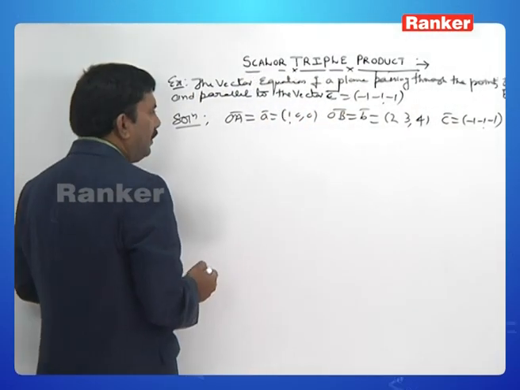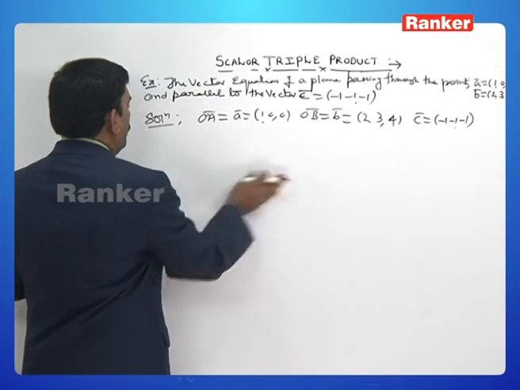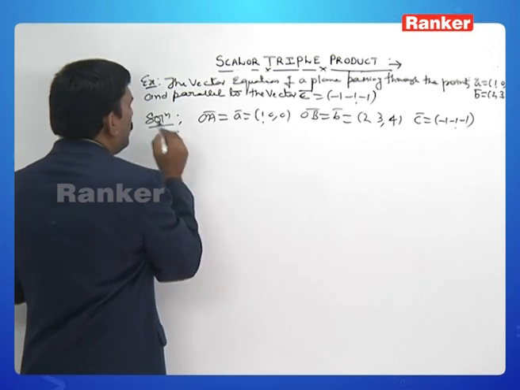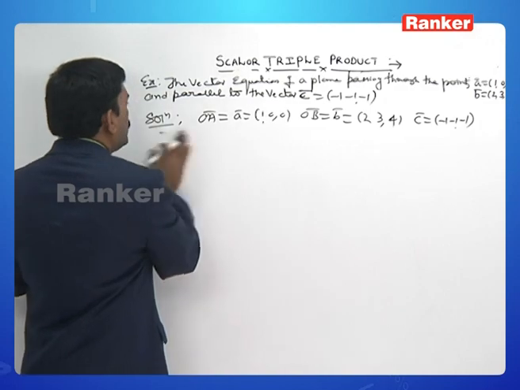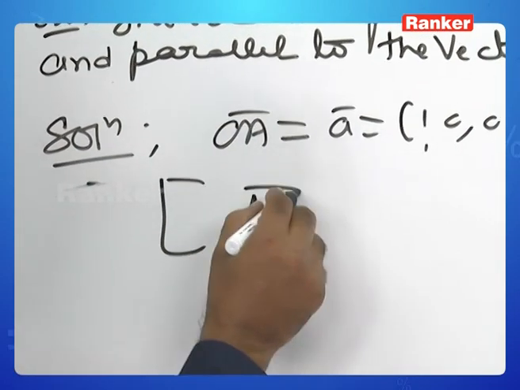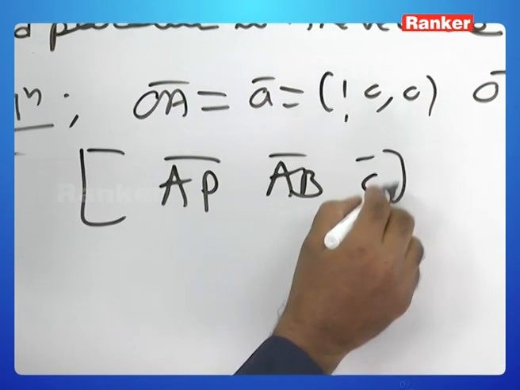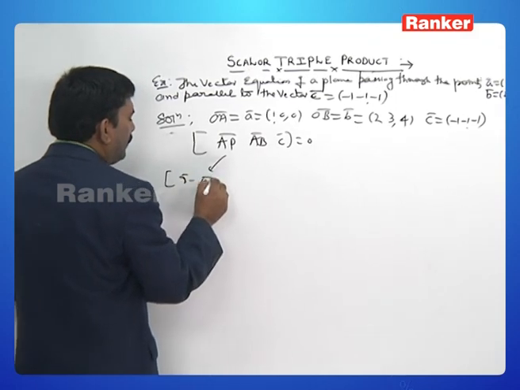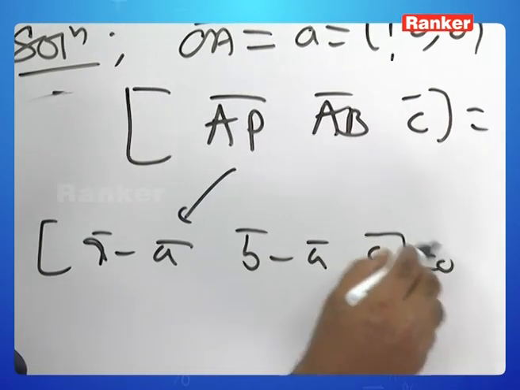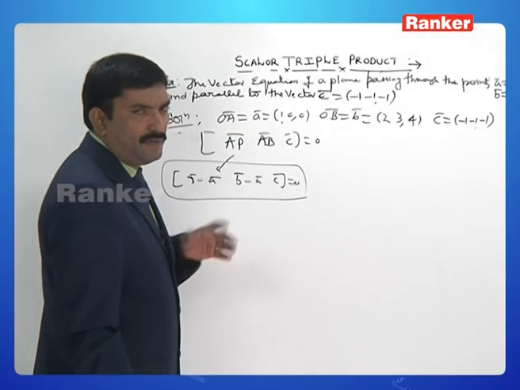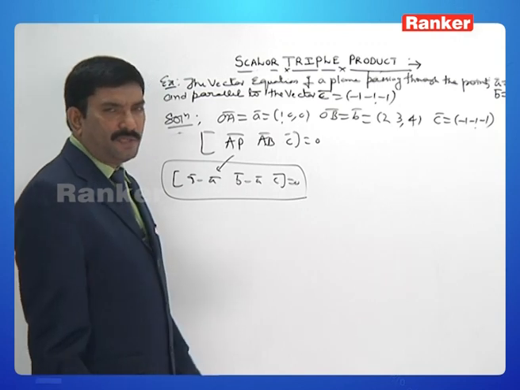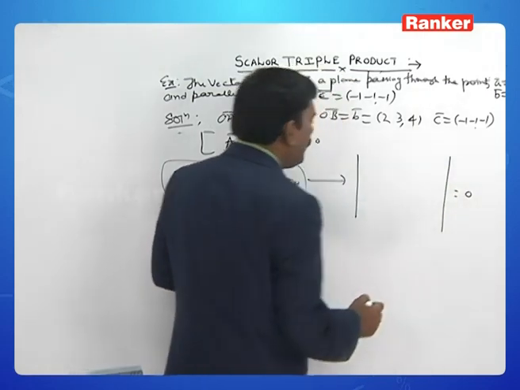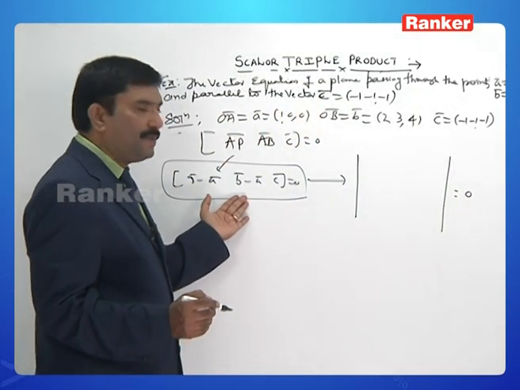You can very well observe, the vector equation is asked. I can write the box of AP bar, AB bar, C bar is equal to 0. Now this can be written as R bar minus A bar, B bar minus A bar, C bar is equal to 0. Write this down, that gives the vector equation in terms of A bar, B bar, C bar. This can also be written in another way: the determinant is equal to 0. Determinant of what vectors? R bar minus A bar, B bar minus A bar, C bar.